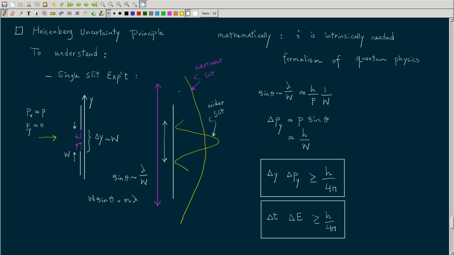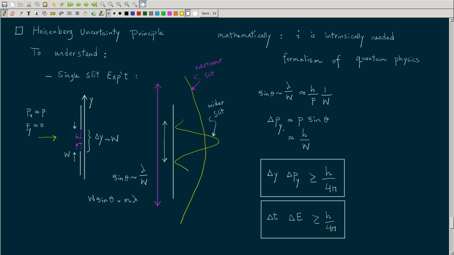This depends on where the particle sits on this screen, which depends on the py, the y component of your momentum after passing through this slit. So this shows that by making the delta y more precise and making lambda over w bigger and bigger, you're messing up the measurement of py. So you're making py, the momentum in the y direction, to be anything in this angular range.